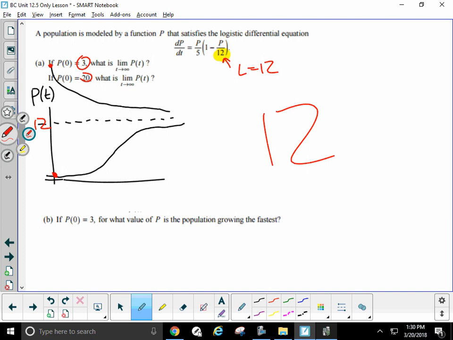All right. Part B, discuss this with your neighbors. If P of 0 is equal to 3, for what value of P is the population growing the fastest?